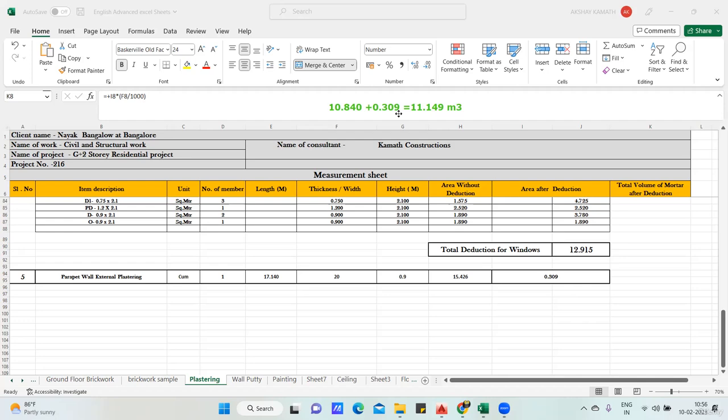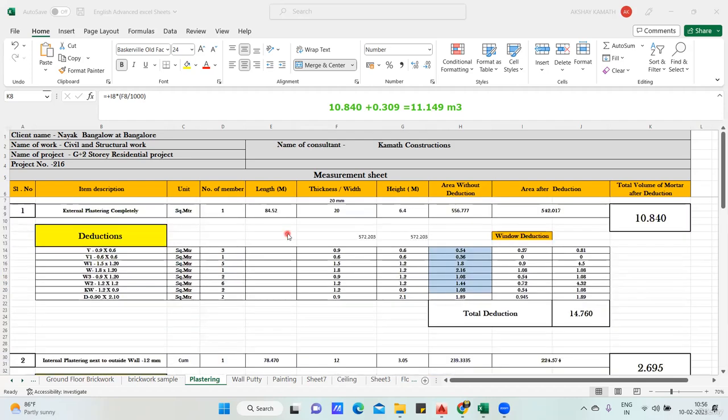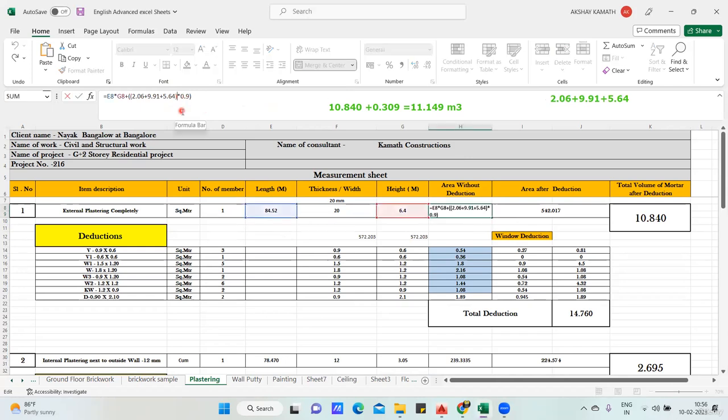Now let us consider that I'll not add this portion here, I'll take it out. This value, so note down where it is at. This value, I'll delete it. 2.06 plus 9.91 and 5.64, which I added in the extra plastering. I'll just write it down here for understanding: 2.06 plus 9.91 plus 5.64, right? Good. So I'll take this out. This portion is not required. I'll delete it now. This entire thing is not required for us.